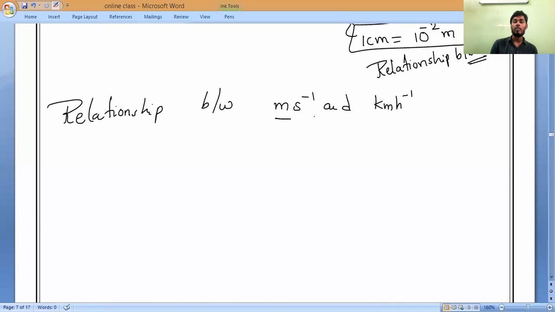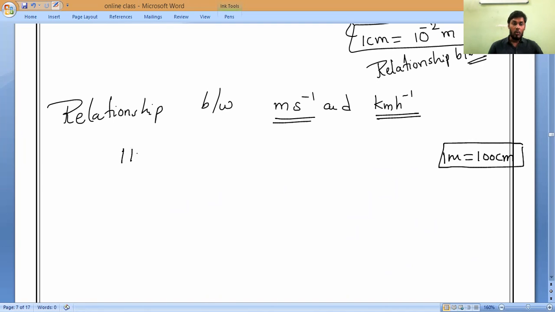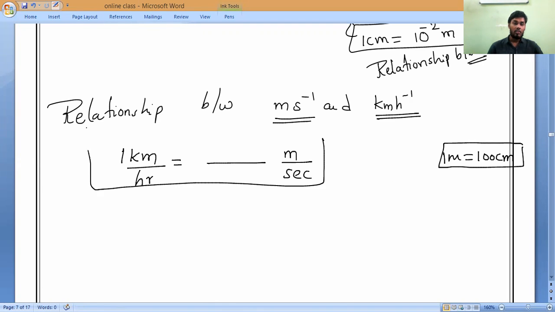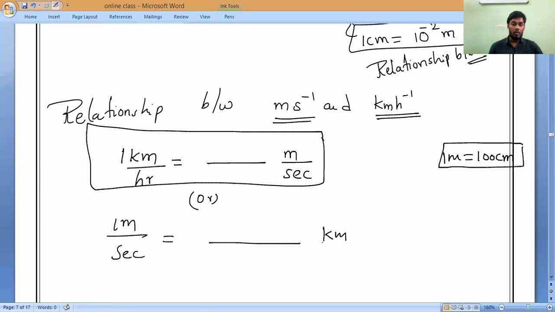These are the only two things which are very needed for us. That is why we'll study these two now. So observe very carefully and understand very carefully the relationship between meter per second and kilometer per hour. As we know, 1 meter is equal to how many centimeters? 100 centimeters. We need now 1 kilometer per hour, which is equal to dash meter per second. Or 1 meter per second, which is equal to dash kilometer per hour.